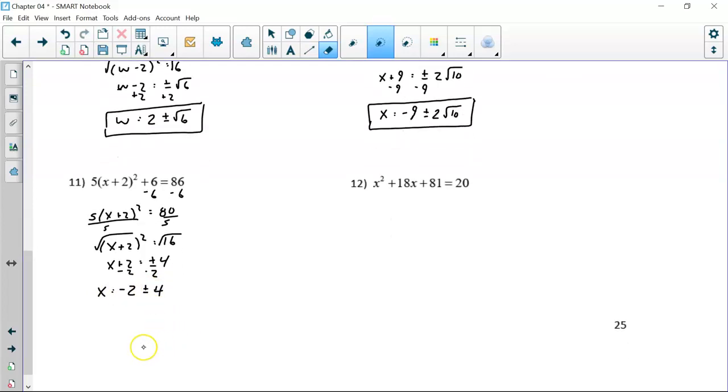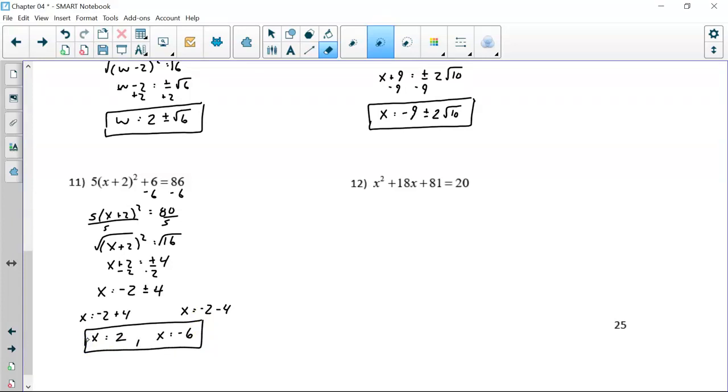Now we can clean this up a little bit. So what we're going to do is x equals negative 2 plus 4, and x equals negative 2 minus 4. So x equals negative 2 plus 4 is 2. Negative 2 minus 4 is negative 6. And there's our two solutions.